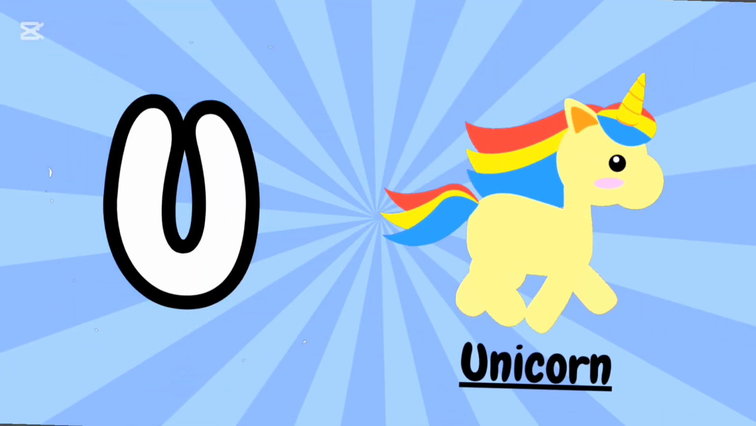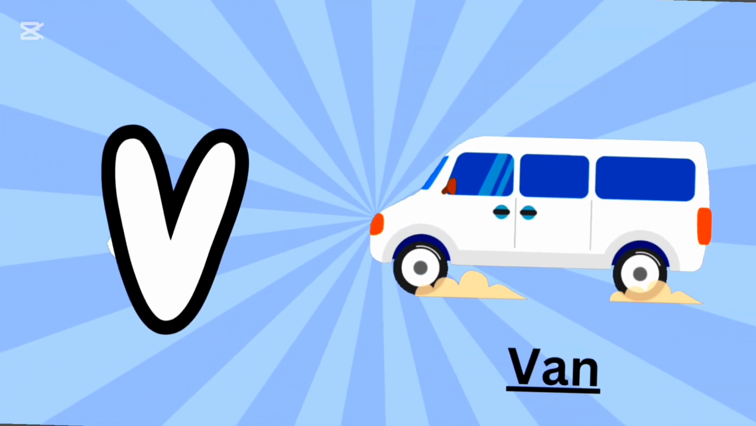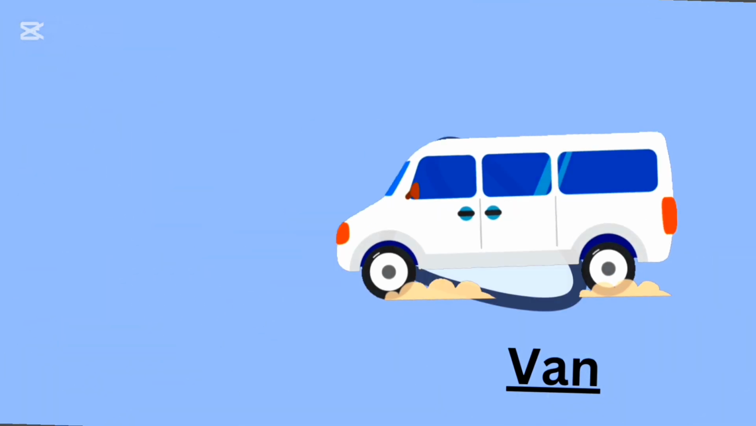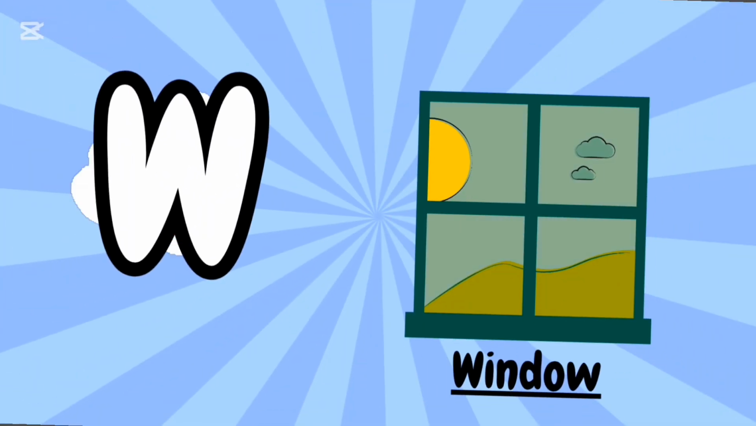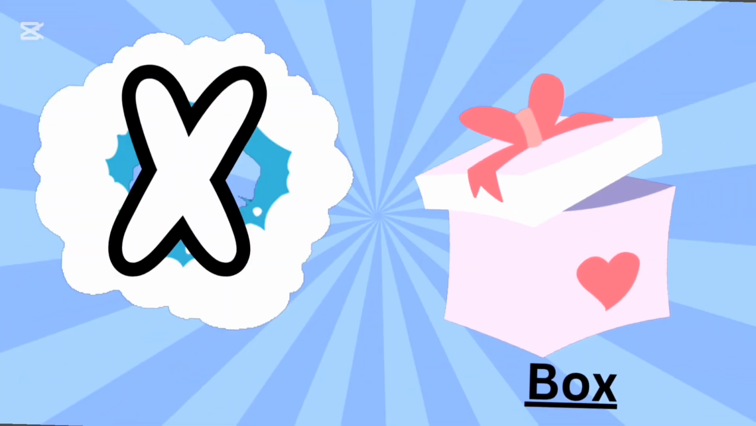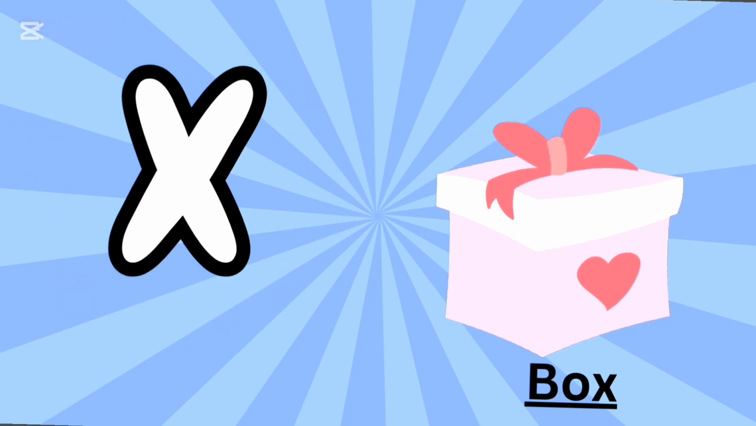U is for unicorn. V is for van. W is for window. X is for box.